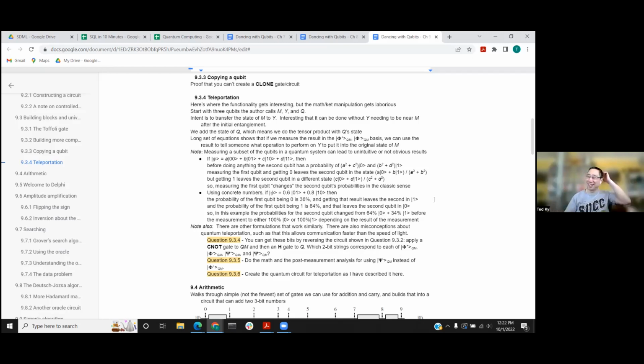So, comments, questions about the concept, about the long string of equations in the book? What do you guys think about quantum teleportation?